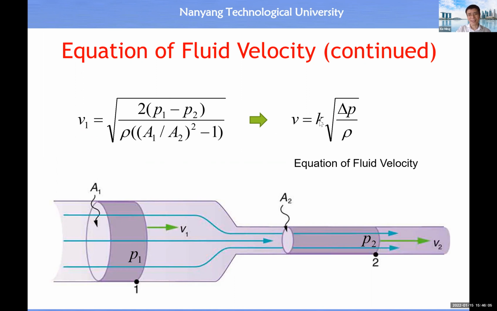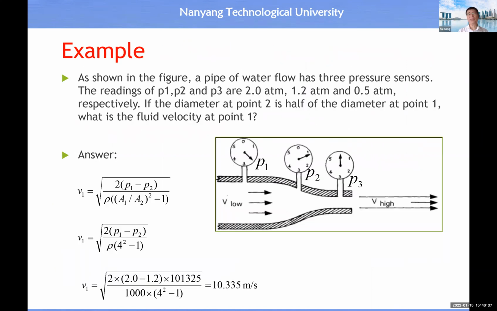So then we can define K equal to square root 2 divided by this term, okay? Then V becomes proportional to the pressure difference, inversely proportional to the density, and in front we have a coefficient, right? So this is the basic equation for us to understand the equation of velocity as a function of pressure variation, right? So now we are going to go through a few examples.